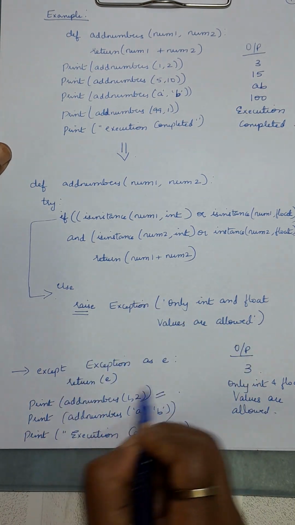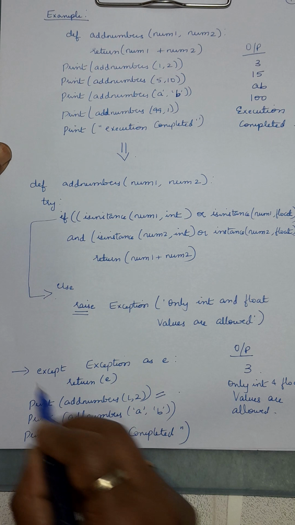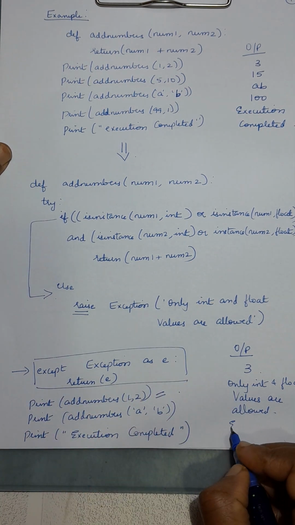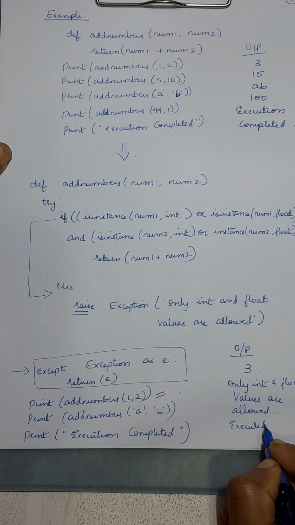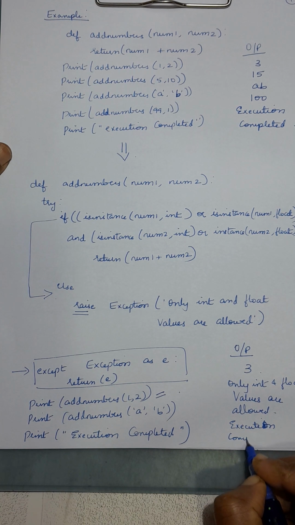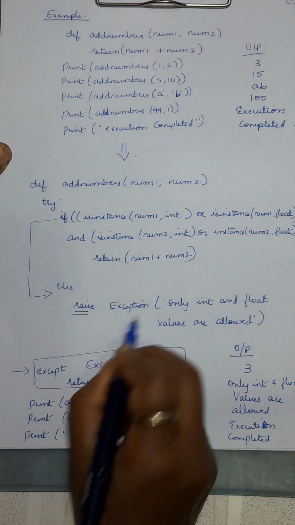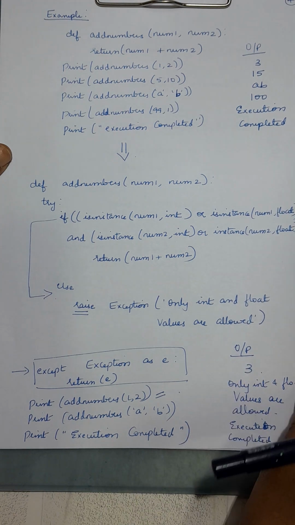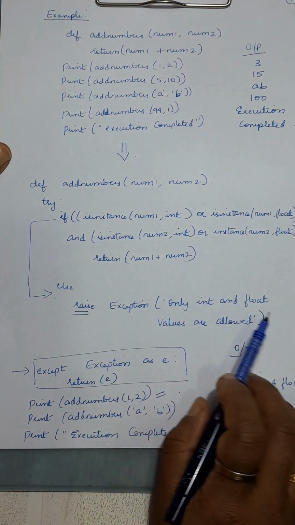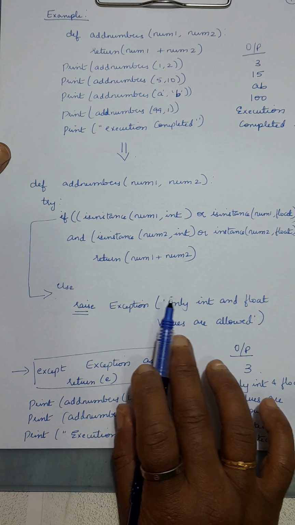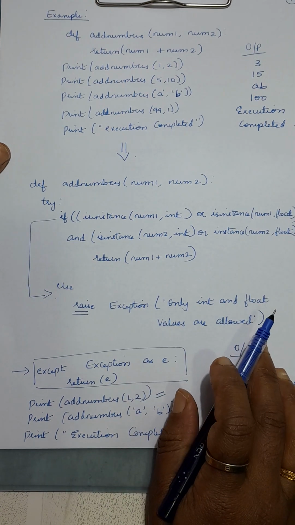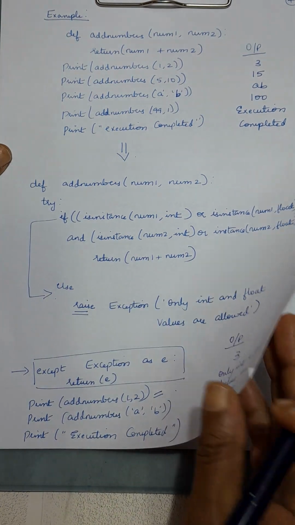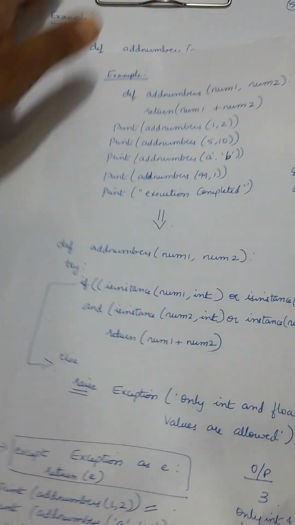Apart from this exception, if you have any other exception, then this particular part will be executed. And finally I'll get execution completed. Understood? This is how raise exceptions will work. So we are defining our own exception. The other exceptions like type error, name error, the other errors are there, no? They are inbuilt exceptions. So with the help of raise, we can use our own exceptions. We can define our own exceptions.